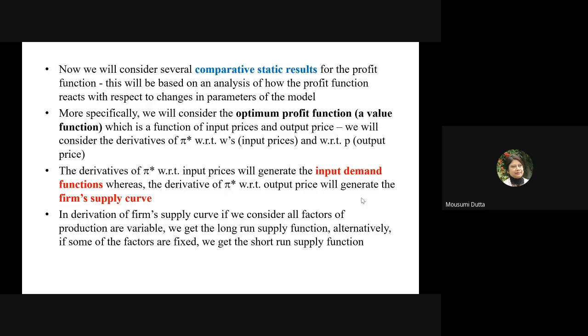In derivation of the firm's supply curve, if we consider all factors of production to be variable, we get the long run supply function. Alternatively, if some of the factors are fixed while one or a few factors are variable, we will get the short run supply function.